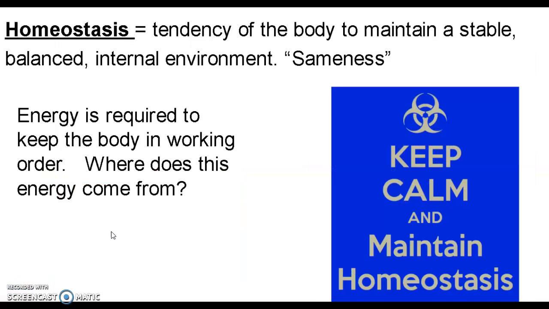The next really important concept that we are going to come back to over and over and over again this year is homeostasis. Homeostasis is the tendency of the body to maintain a stable, balanced internal environment or a sense of sameness. For example, your body temperature when you are healthy stays about 98.6 degrees Fahrenheit or 37 degrees Celsius.